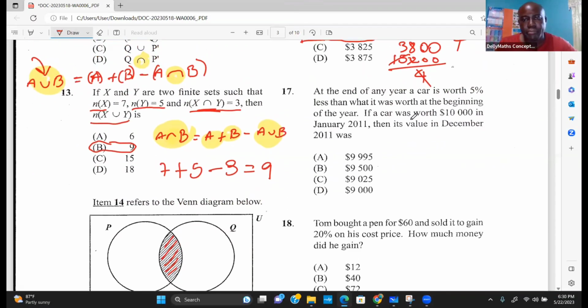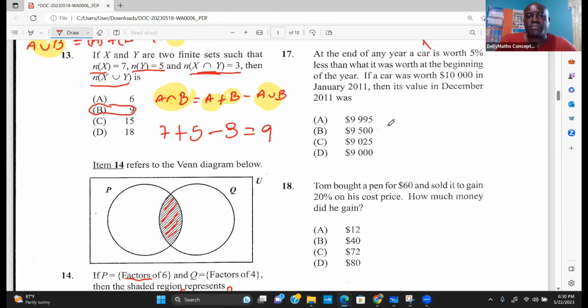All right. Number 17. At the end of any year, a car is worth 5% less than what it was worth in the beginning. If the car is worth 10,000 in January, then by December, what's going to happen? Based on what the question says, the car will lose 5%.